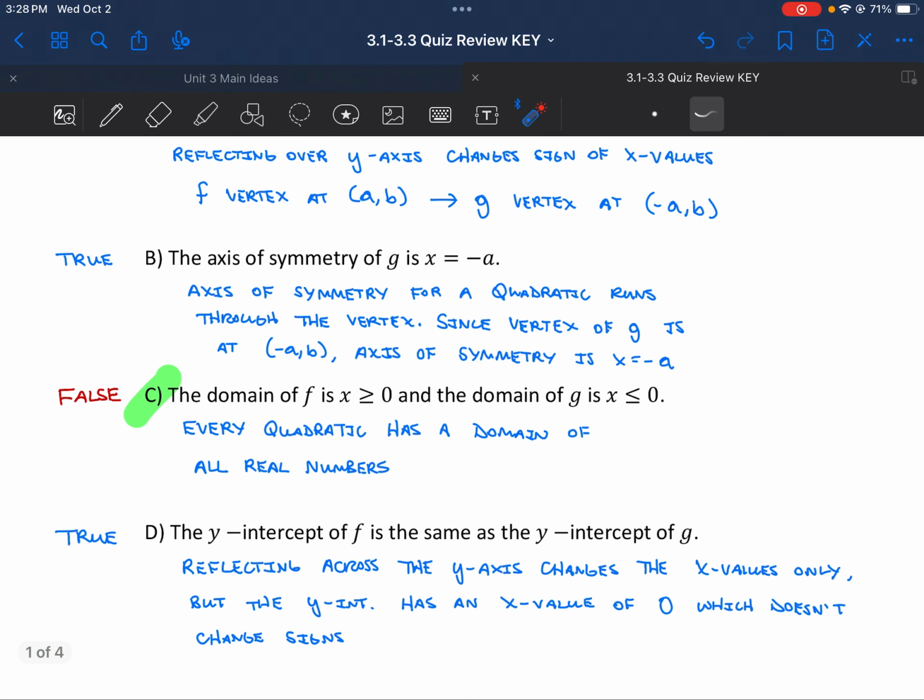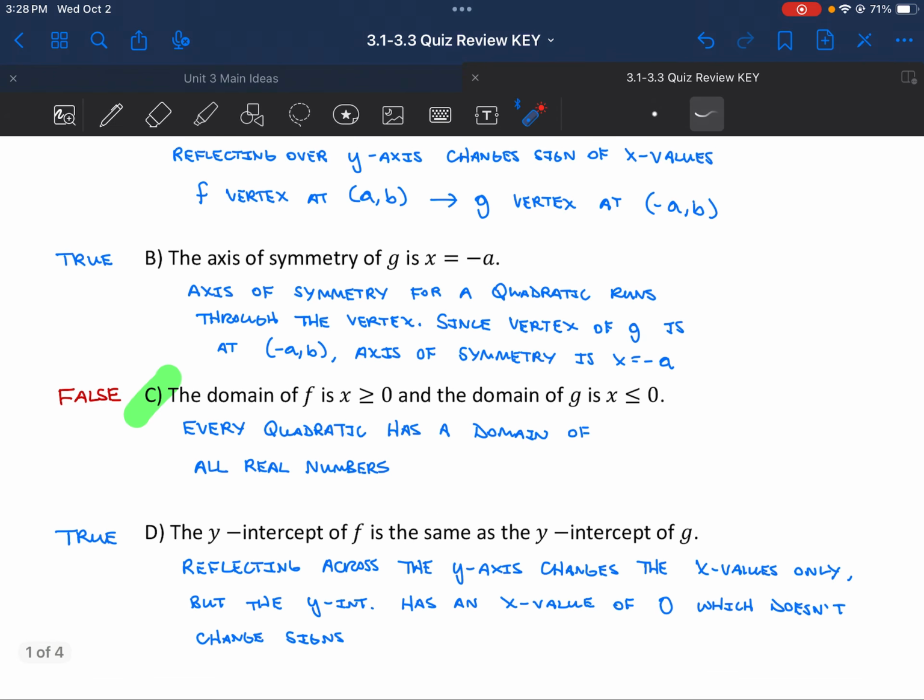All right, statement C. The domain of f is x is greater than or equal to 0, and the domain of G, after you reflect f over the y-axis, is x is less than or equal to 0. This is false. Every single quadratic, no matter what you do to it, will always have a domain of all real numbers. The range can change. We've seen that in some homework problems, but the domain of every quadratic is all real numbers.